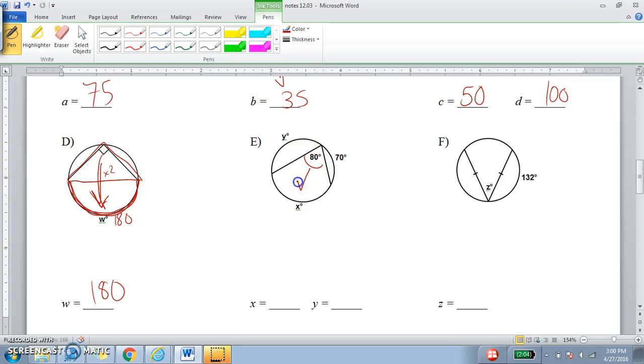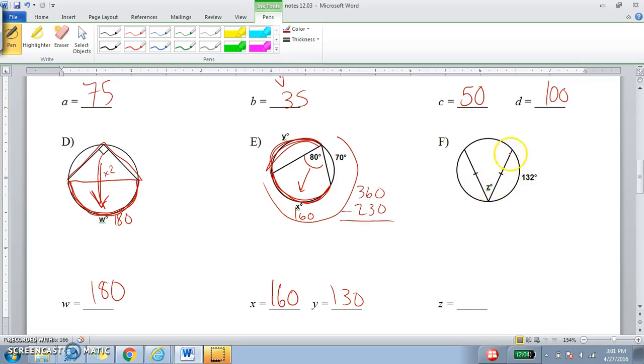Same thing if this is 80, I need to multiply it by 2 to figure out the measure of this whole arc. So this whole arc x would be 160. So if this is 160, this piece is 70. To find y, we add up the two pieces we have. 160 plus 70 would give me 230. And then I subtract that from my total to figure out what's left over for y. And that would be 130.